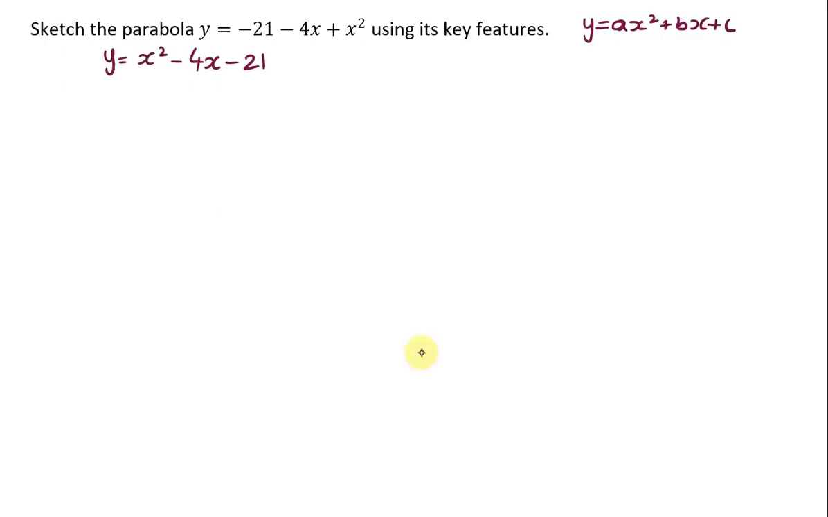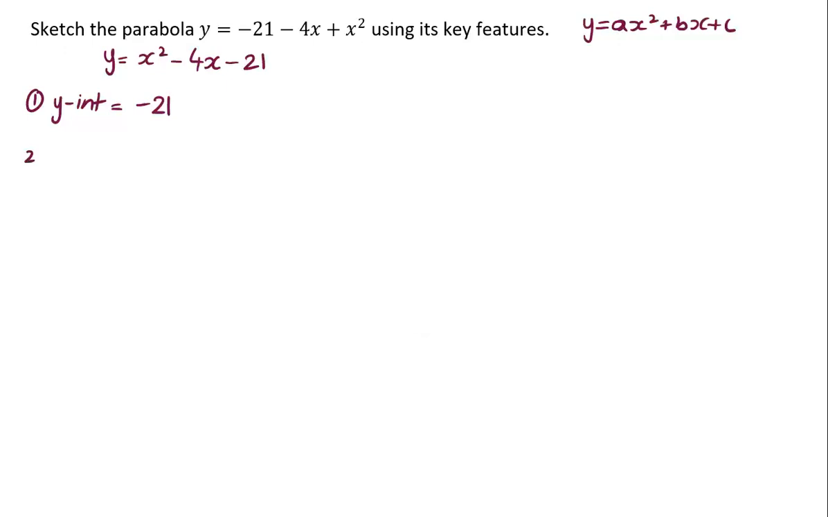The first of the key features we're going to use to sketch is the y-intercept, which is found when the x coordinate is made 0. 0 squared minus 4 times 0, that's 0, take 21. Or our y-intercept is just that c on the end. So in this case, the y-intercept is negative 21.